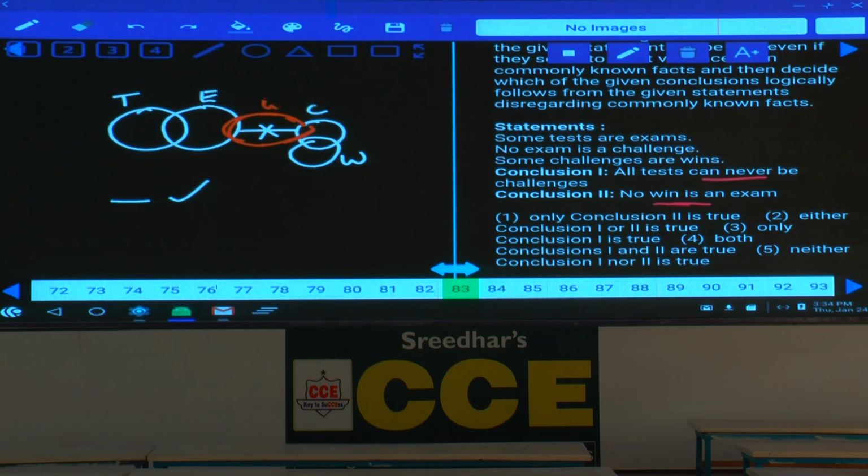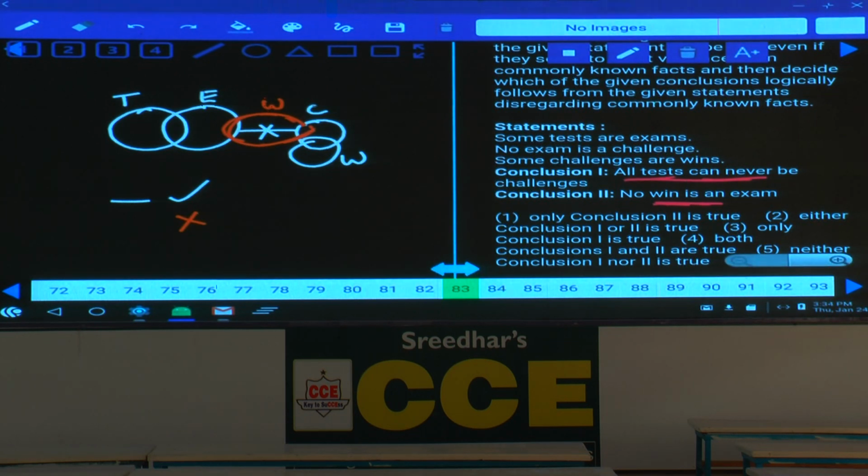Now win and challenge can be intersected, isn't it? Hence alternate diagram proven, previous conclusion will be false. Done with this? Then coming to the first one, all tests can never be challenges.